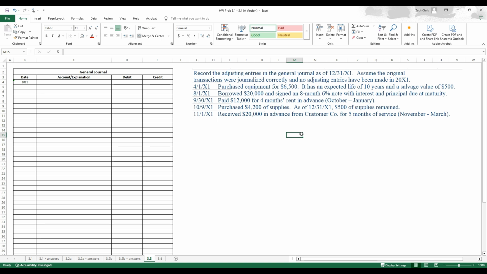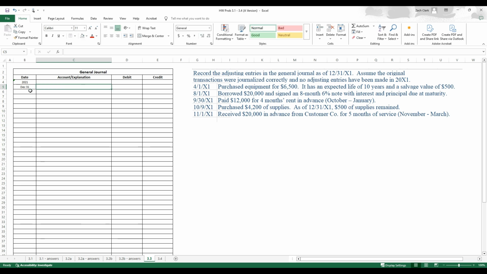So in this problem, we are only going to record the adjusting entries in the general journal. So we're not going to have to worry about recording the original transactions like we did in problem 3.1, just the adjusting entries. And these are all going to be as of December. So I'm just assuming 2021, and we'll put in December 31st for each one of these.